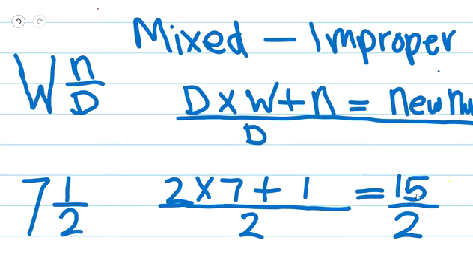We have 15/2. And again, what exactly is an improper fraction? An improper fraction is a fraction in which the numerator is larger than the denominator. So this is how we convert mixed numbers into improper fractions. Follow these steps: denominator multiplied by whole number plus numerator. That gives us the new numerator, and the denominator stays the same.